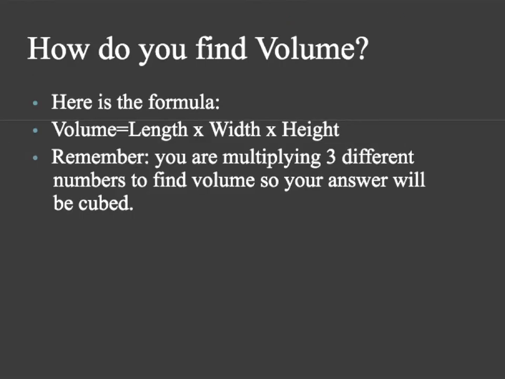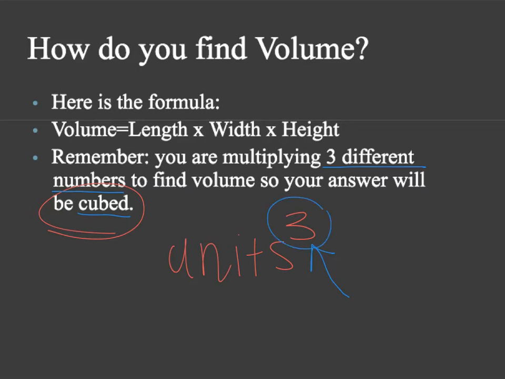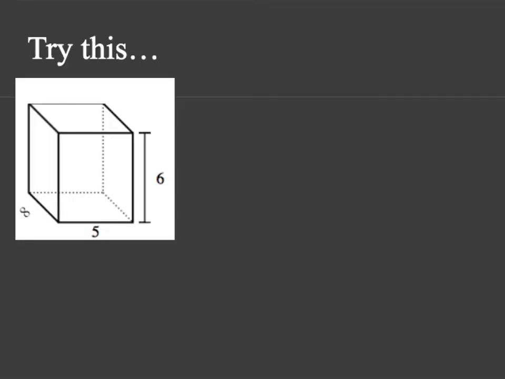Okay, so like we talked about, the volume is length times width times height. Remember, you are multiplying 3 different numbers to find the volume, so your answer will be cubed. Remember, we talked about that with units cubed. You have to make sure that you're putting this little 3 up here in the corner. That is an exponent. You need to make sure that you're putting it at the top. You're multiplying 3 different numbers, so your answer is going to be cubed. 3 dimensions.